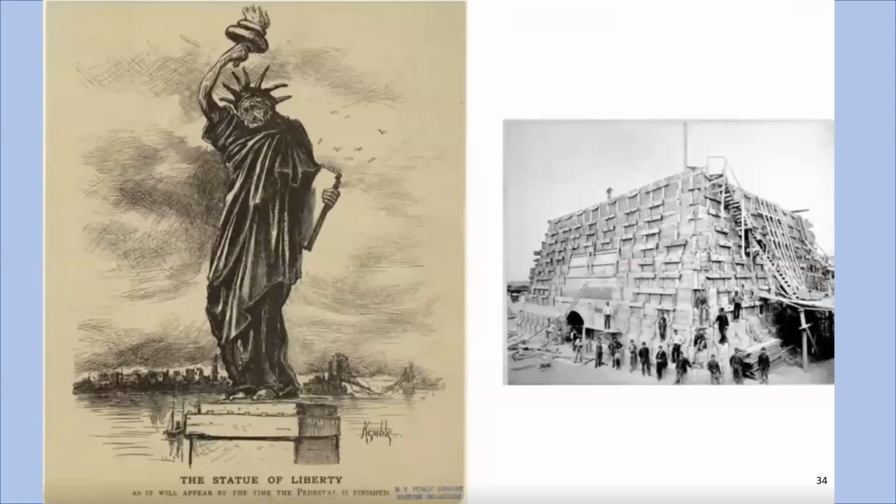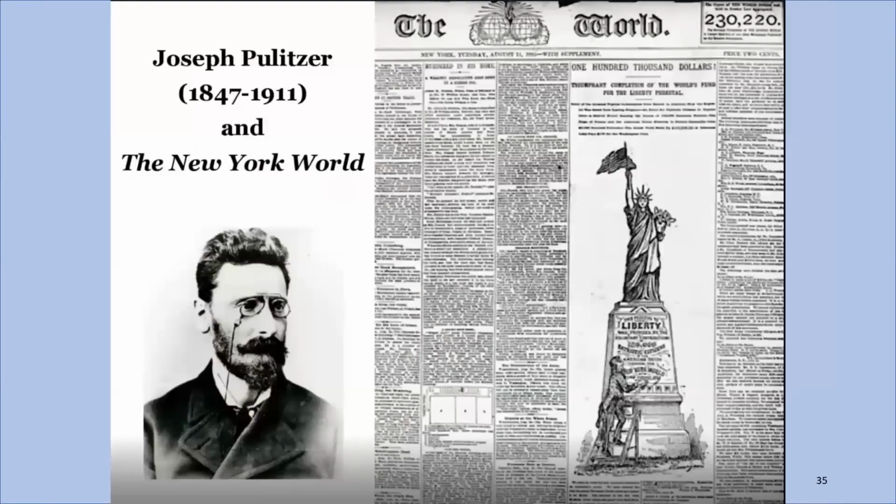This was kind of embarrassing for the United States. It became worldwide news, and here we received it as a gift from France, but we had nowhere to put it. So, a little bit embarrassing. But how did we get out of this dilemma? Well, this one man stepped up to save the day. This was the great newspaper publisher, Joseph Pulitzer, and his newspaper was the New York World.